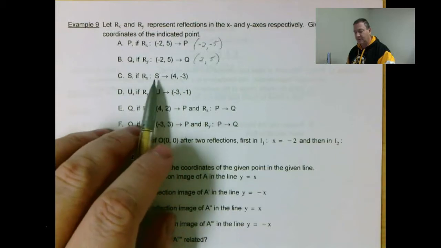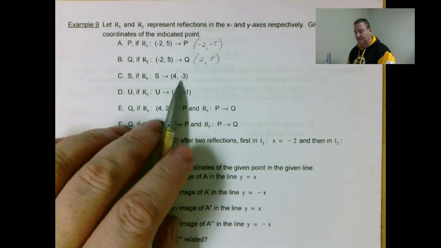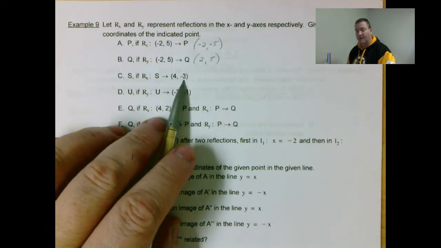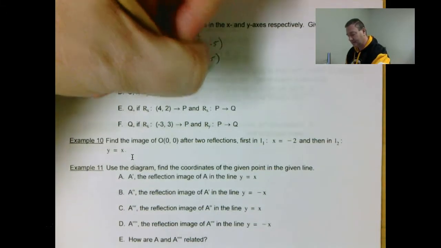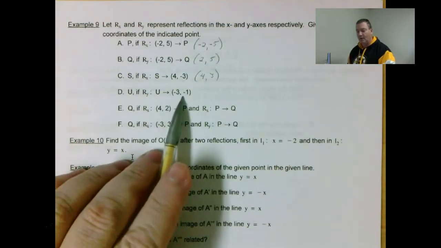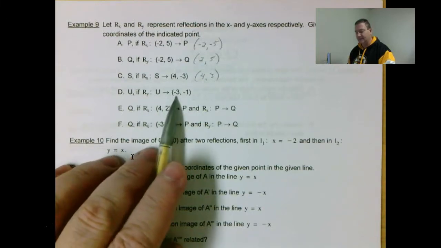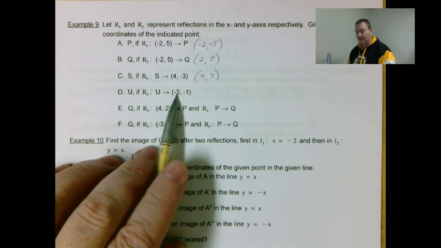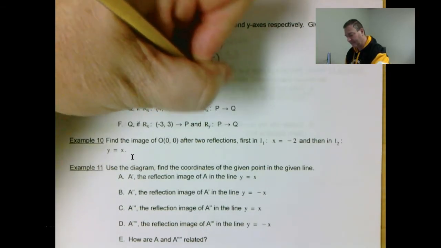What was S, the pre-image, after a reflection in the x-axis? So in other words, 4, -3 is the image, and this must have changed from positive to negative. So S had to be 4, 3. Again, working our way backwards from the image to the pre-image, but reflecting in the y-axis this time, the x-coordinate must have gone from positive to negative. So it is 3, negative 1.